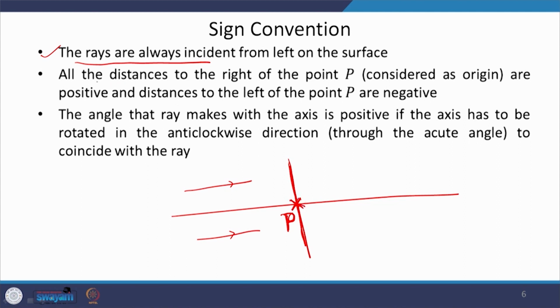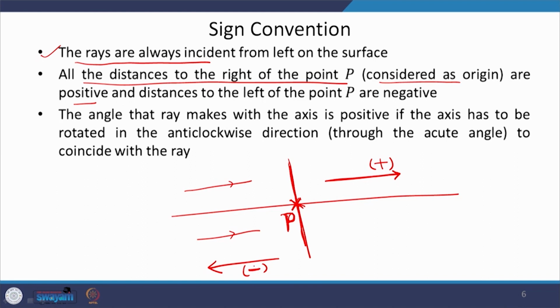All the distances to the right of the point P, of course, P being considered the origin, are positive. It means in this direction the distances are positive, and the distances to the left of P are considered negative. Any distance you measure in the right-hand direction from P is positive, and any distance you measure before P, which is on the left of P, is always represented as negative.